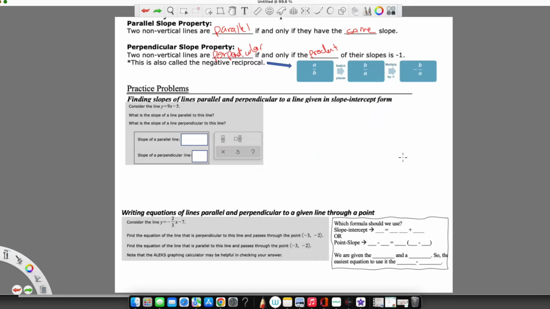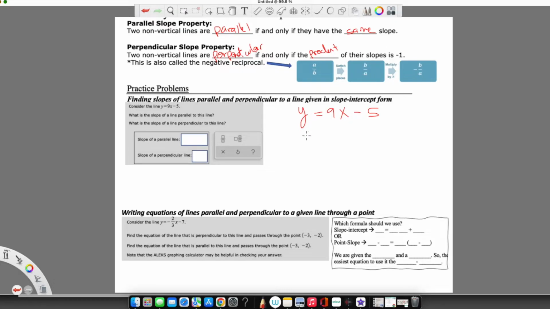All right, let's get that out of the way. So now we can apply this down here. So it says finding the slope of a line parallel and perpendicular to a given line in slope-intercept form. So here we have y equals 9x minus 5. And they want to know what's the slope of a line that's parallel to it and what's the slope of a line perpendicular to it. So we're just identifying the slope. We're not writing the whole equation yet.